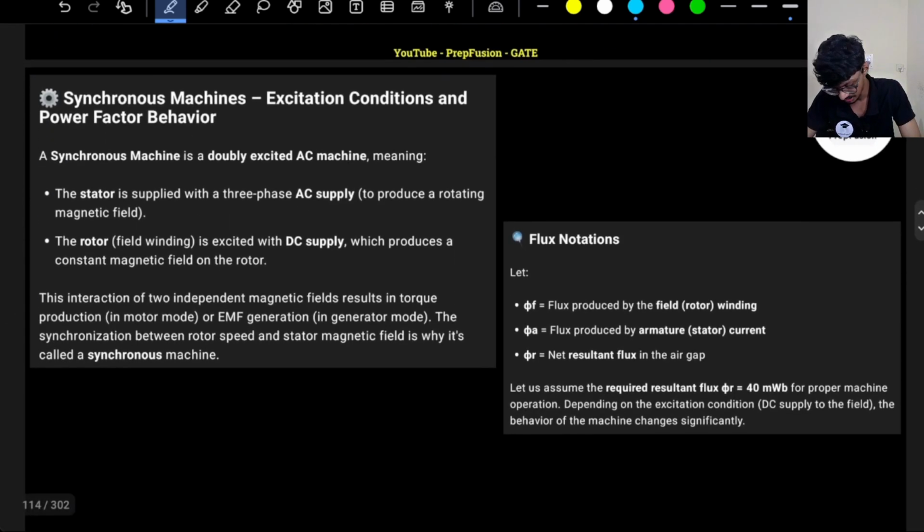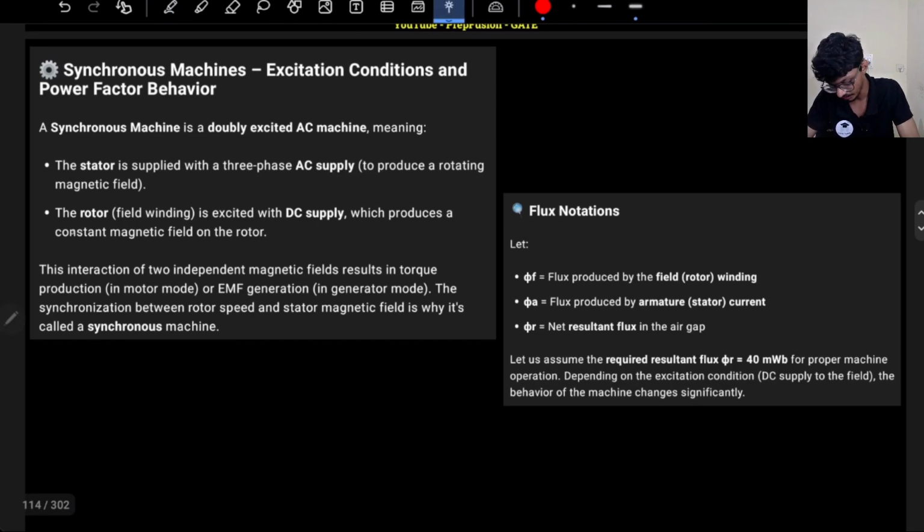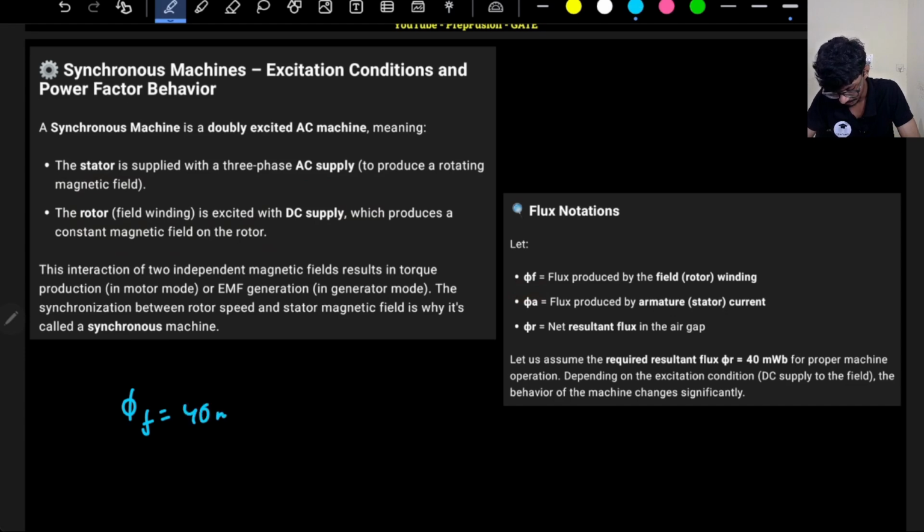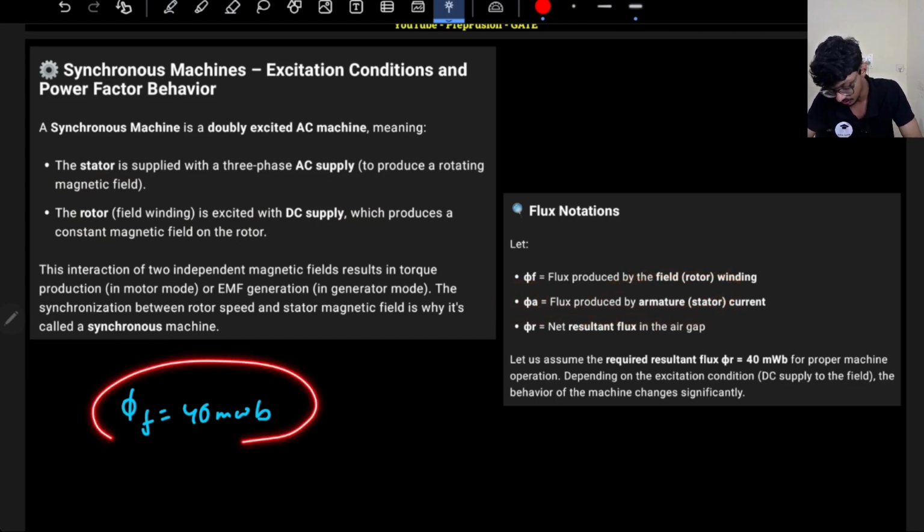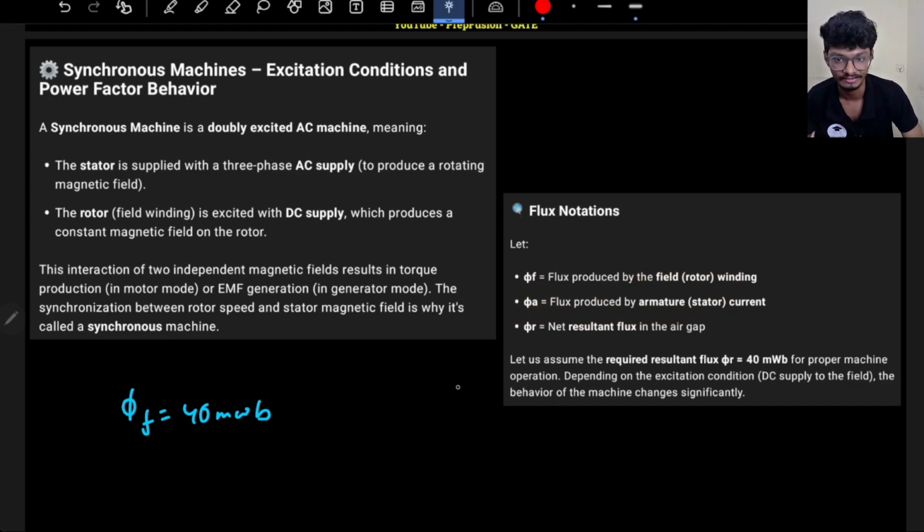So let's discuss something similar. So we have this condition here. We have rotor winding, stator winding. It's a doubly excited machine. I am rotating the rotor with providing a DC supply. Now I want to check that. Let's assume that initially my phi f is 40 milliweber. Okay, and phi a, right? It depends whether what kind of current it is, whether it is lagging, leading, that how much will it reduce my field flux, that I want to know.